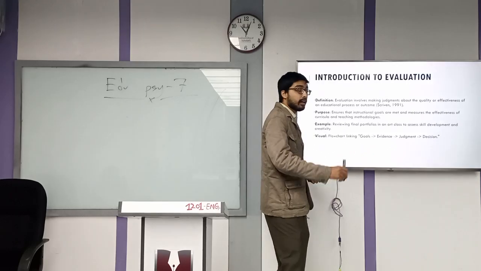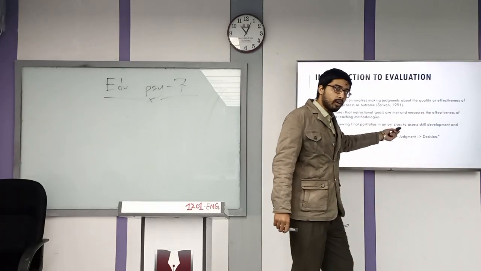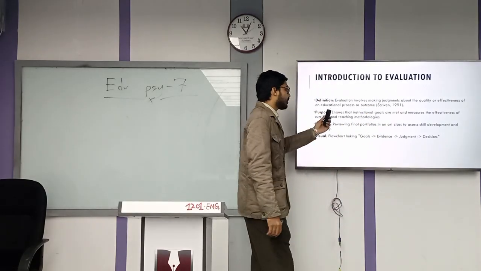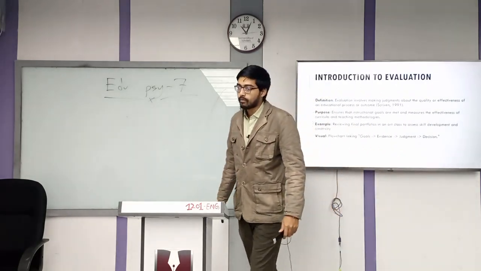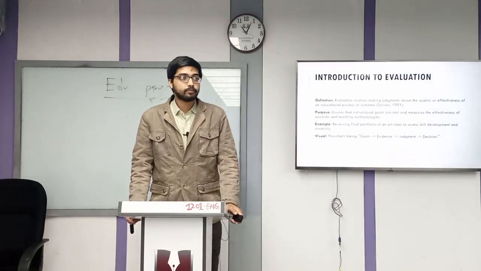Oh, most important thing here. Please underline the thing. Quality or effectiveness. Quality or effectiveness. Underline it in one. Of educational process or outcome. Then process or outcome. Underline process or outcome, and quality and effectiveness, please.